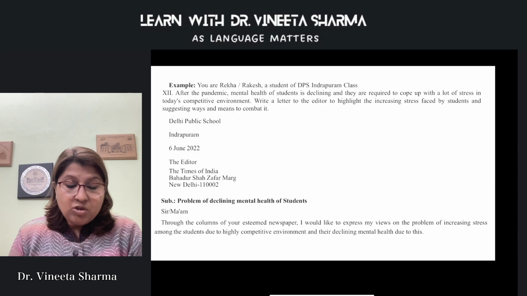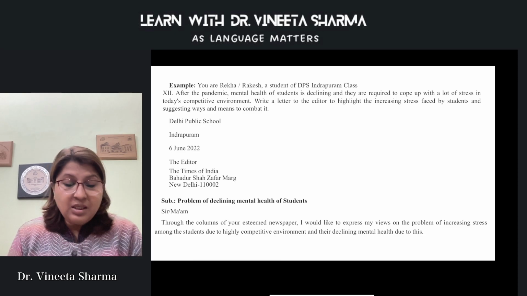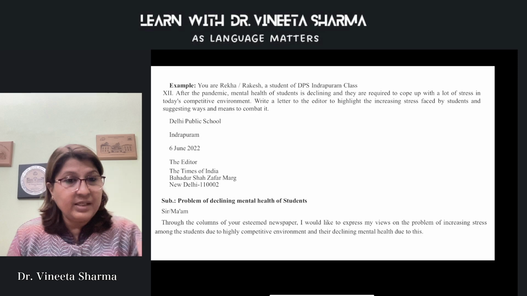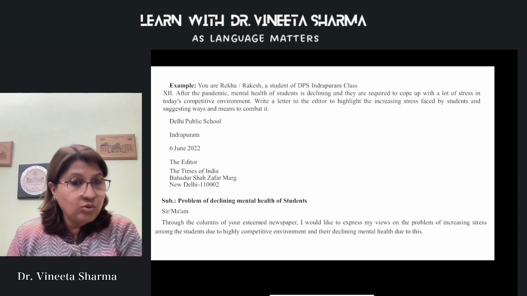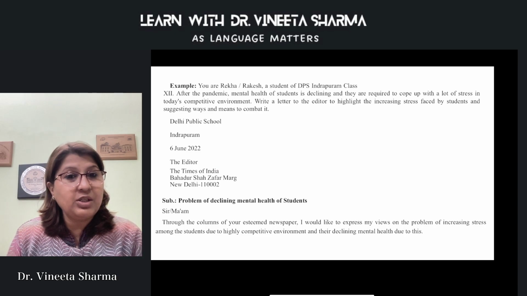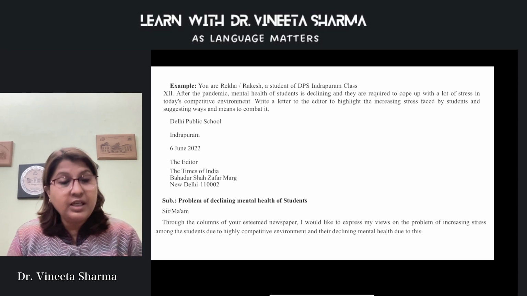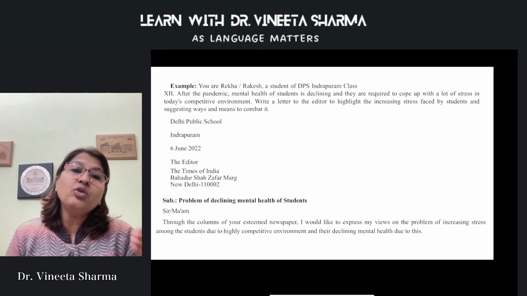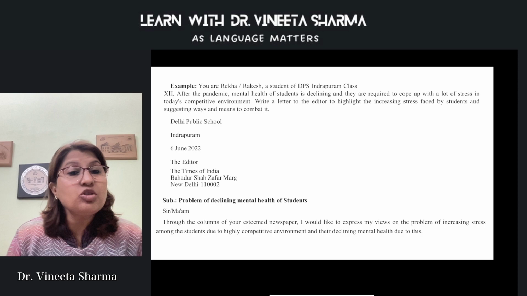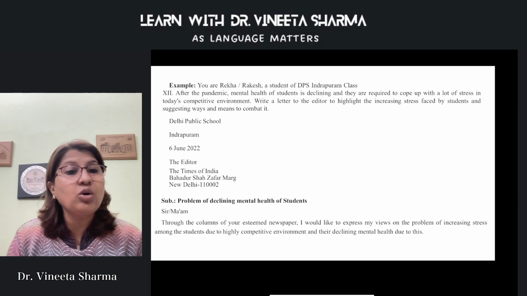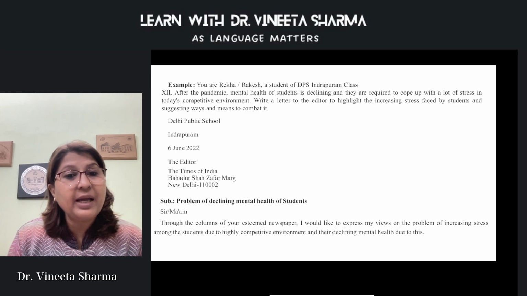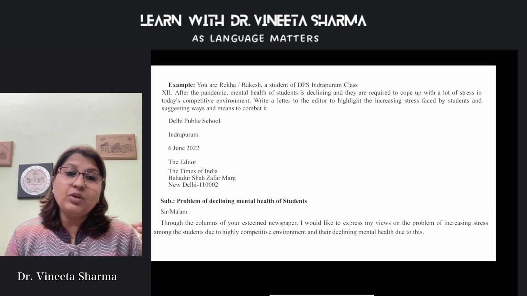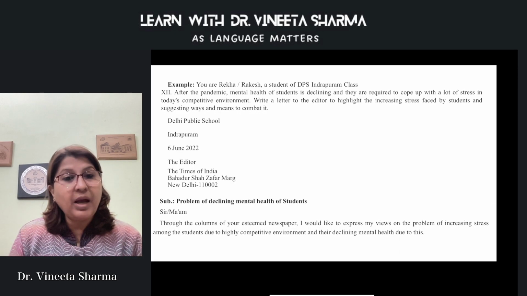Okay, so you can see the sender's address has been written as Delhi Public School, Indrapuram, in two lines that have been broken. Then leave a line and put a date, 6 June 2022. Now you are going to write the date of your examination. Then next is the receiver's designation, which is the editor, and then you have to write the name of the newspaper, the Times of India, and then the address also. It is not given in the question, so you have to invent it on your own. You can write the name of any newspaper. Then the subject is problem of declining mental health of students. Then the salutation is given, sir or madam.